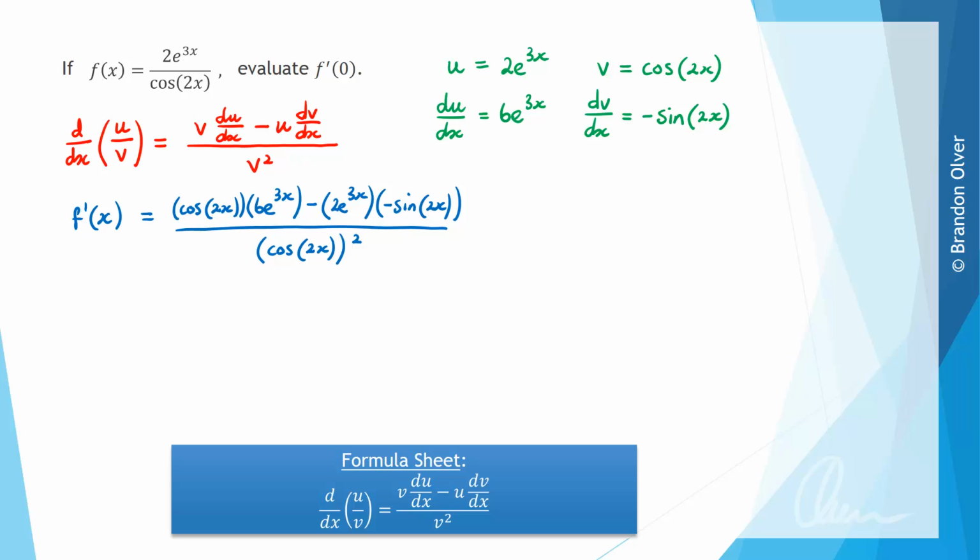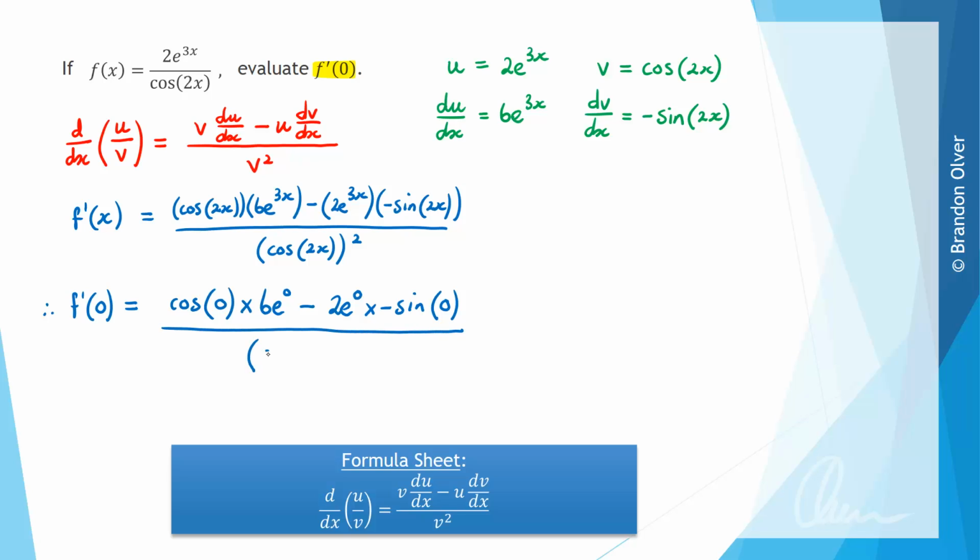Now we weren't asked for the derivative, we were asked for the derivative when x is 0. So that means we now need to take our derivative expression, and wherever there's x, we need to replace it with 0. So for our first term, we're going to have cos of 2 times 0, which is simply 0, multiplied by 6e to the power of 3 times 0, but 3 times 0 is simply 0. And then we're going to subtract away from that 2e to the power of 3 times 0, which is simply 0, times negative sine of 2 times 0, which is 0. And then all of that's divided by cos of 2 times 0, which is 0, squared.